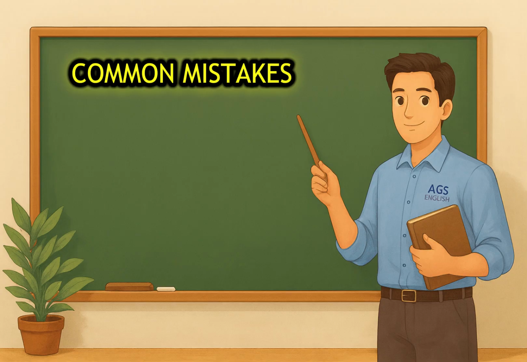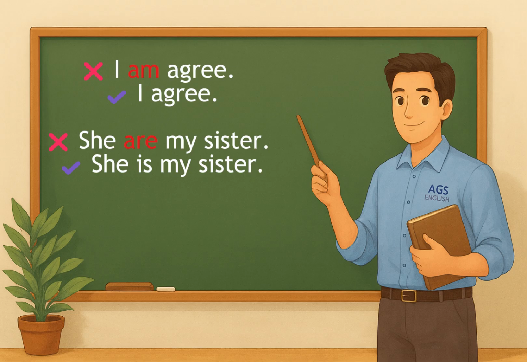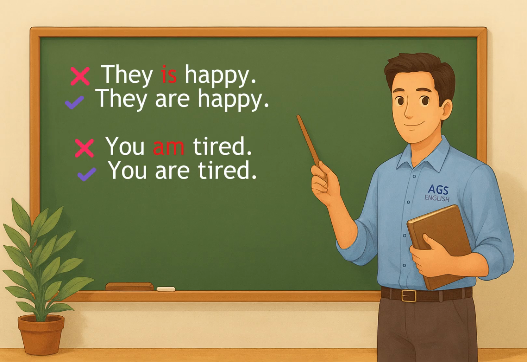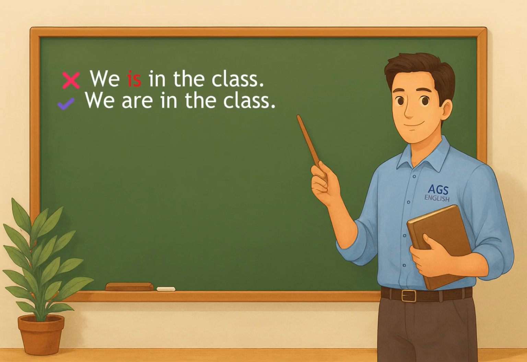Common mistakes. I am agree. I agree. She are my sister. She is my sister. They is happy. They are happy. You am tired. You are tired. We is in the class. We are in the class.